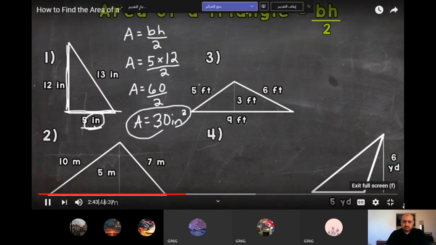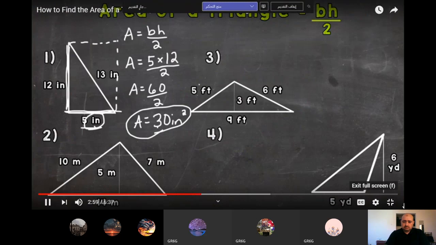So area equals 30 square inches. Now let's go back to why we divide by 2. So we have a triangle here. I'm going to draw some imaginary lines to make this a rectangle or parallelogram.